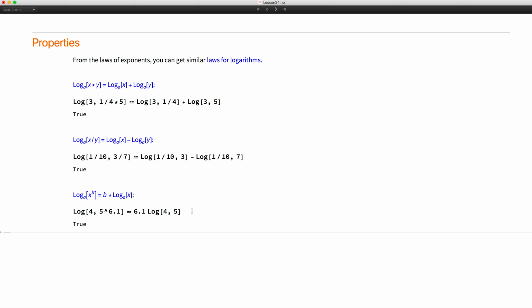Hello and welcome to lesson 34 of this introduction to calculus with Wolfram U. The topic for this lesson is logarithmic functions. So let's begin with a brief overview of the subject.